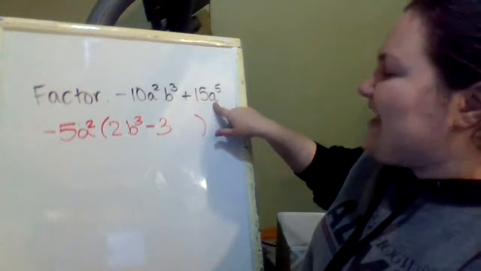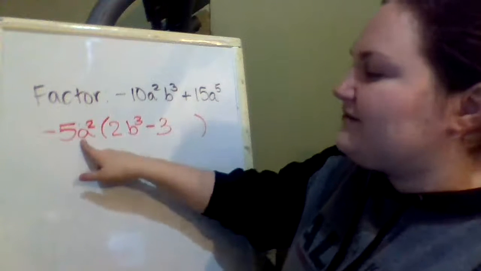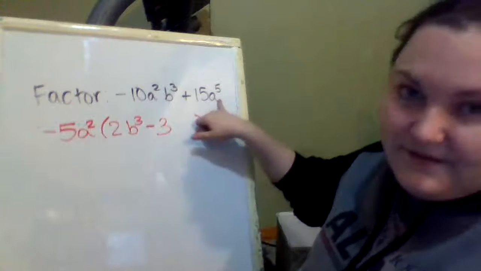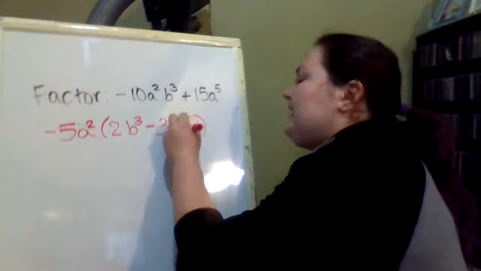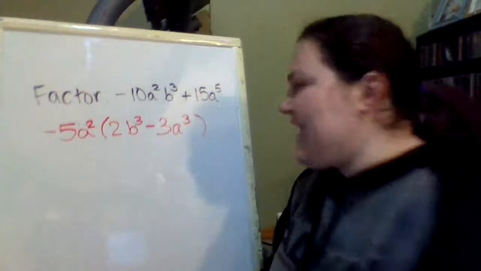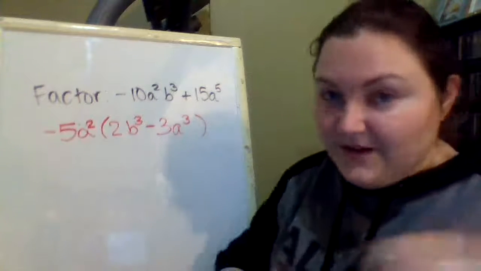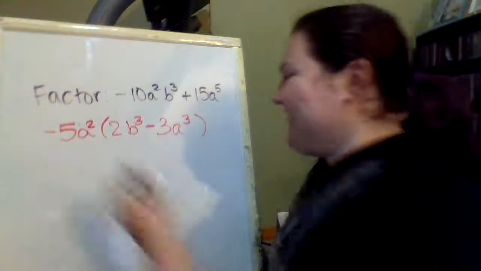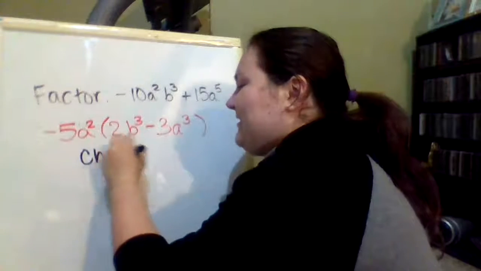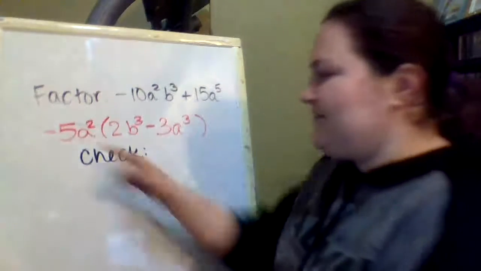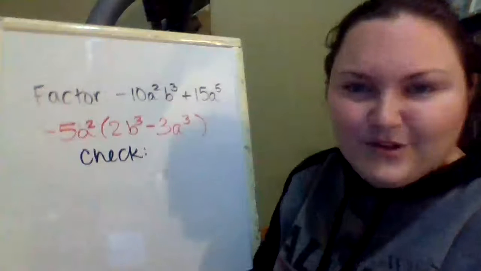The last part, to get a to the 5th, I only have a squared. So what would I need here to get to a to the 5th? Well, we would need 3 more a's. So I'm going to write a cubed. And then that's our answer. Now, obviously, we are all going to check it. So we could go ahead and say one last part. I'm going to check my answer by multiplying all this out. Why don't you go ahead and do that now?